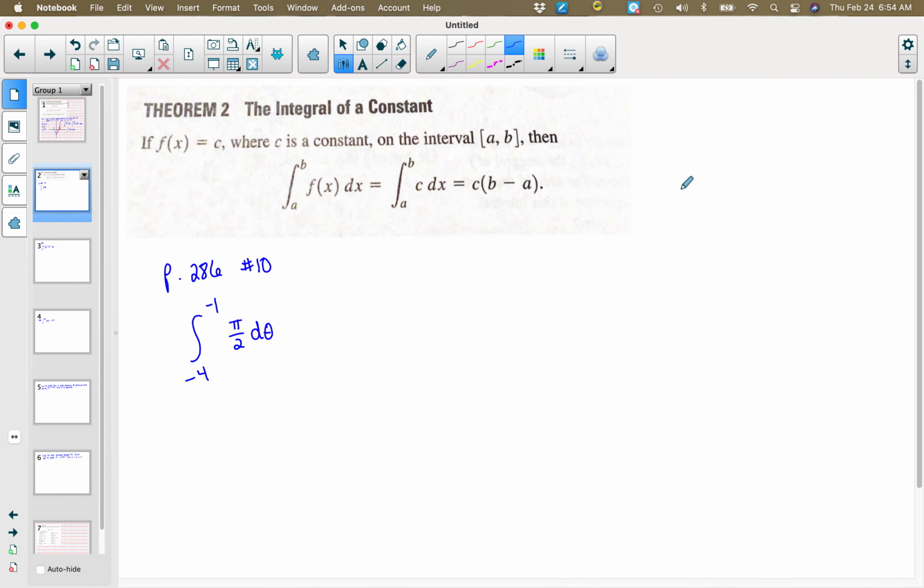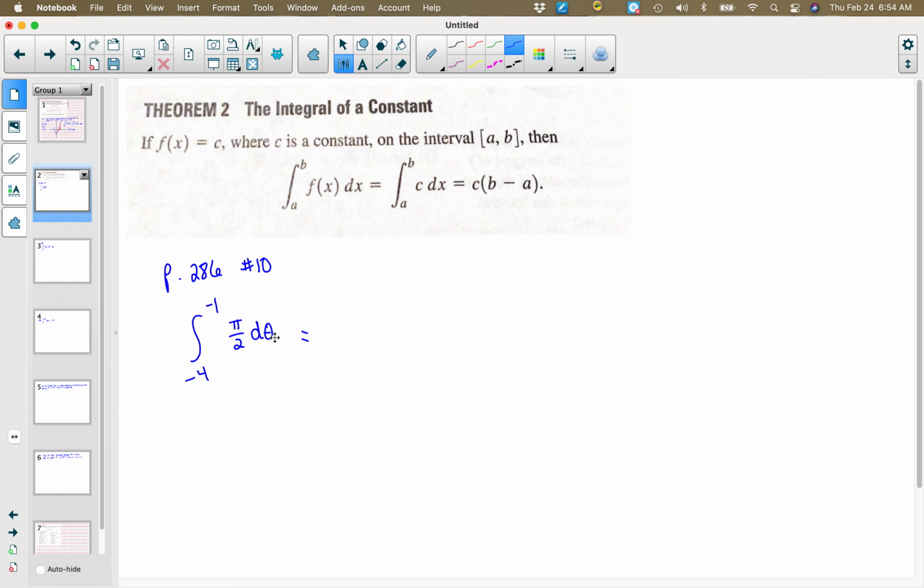Another theorem that's in your textbook in this section says the integral of a constant, and I didn't really talk about this as far as a formula, but we did a problem like this. So if the function is a constant and you want to evaluate the integral from a to b of your constant, then it's just the constant times the difference of the limits of integration. So for example, applying that formula, my constant is pi over 2. Now remember, in the notes we talked about how this is a dummy variable.